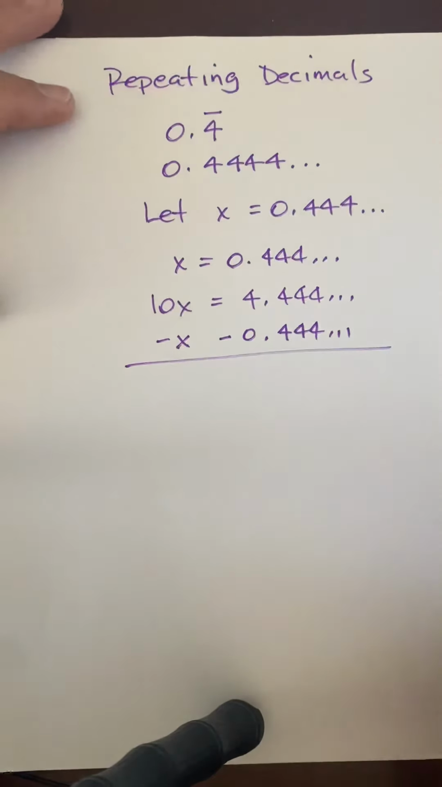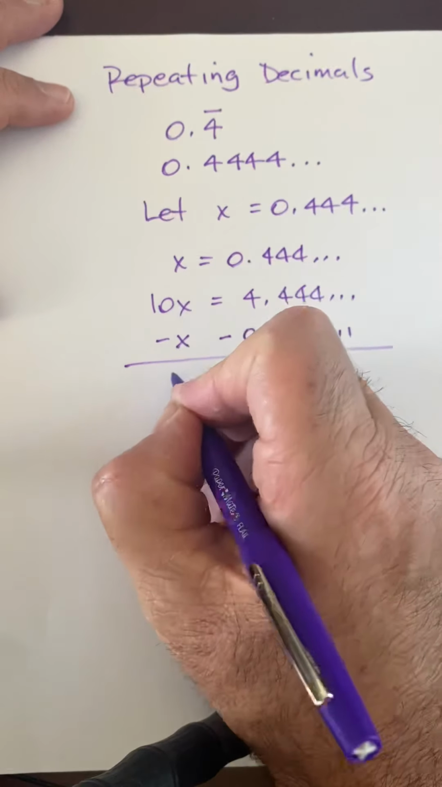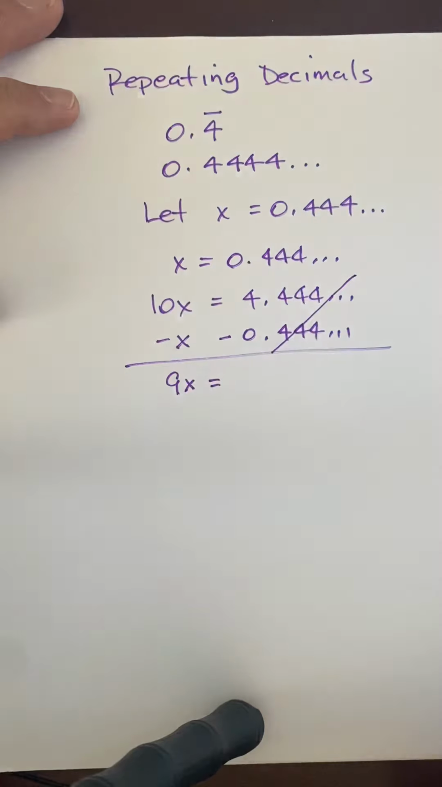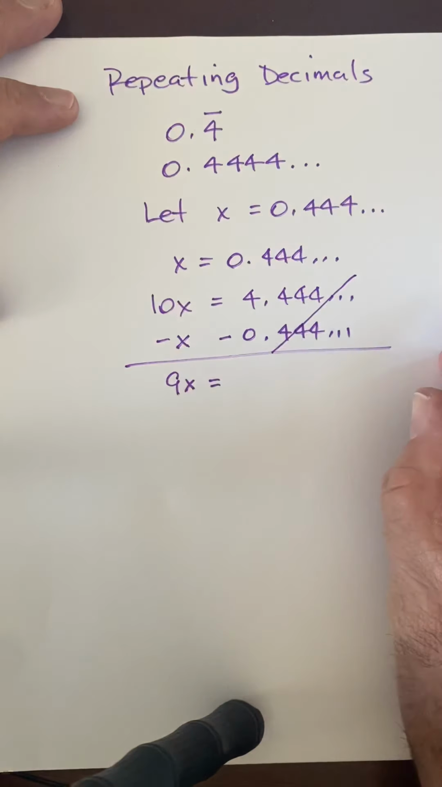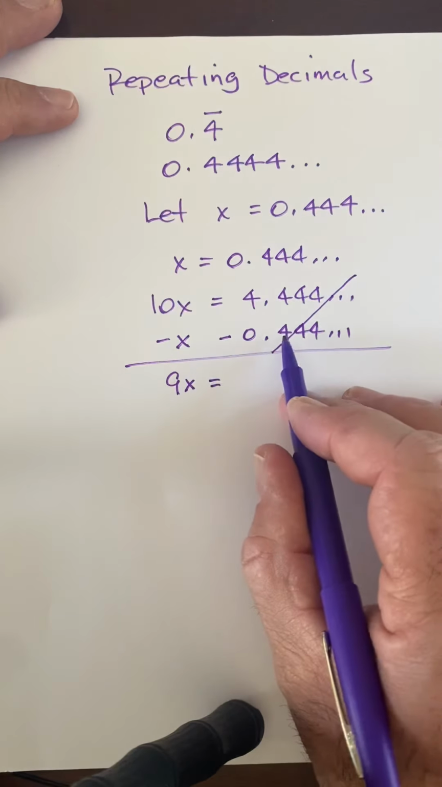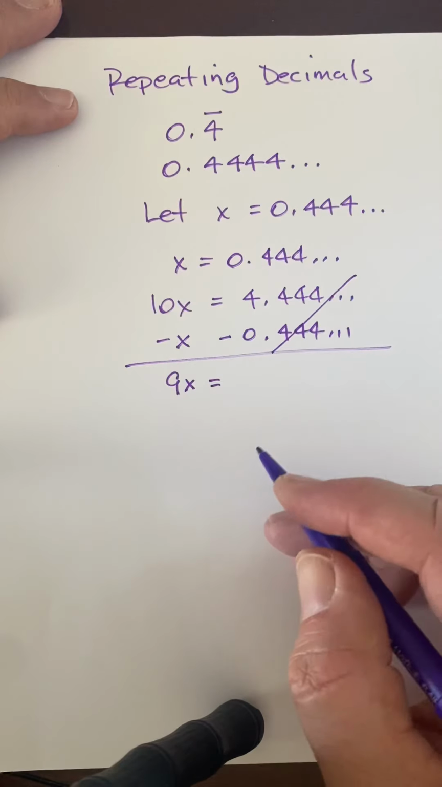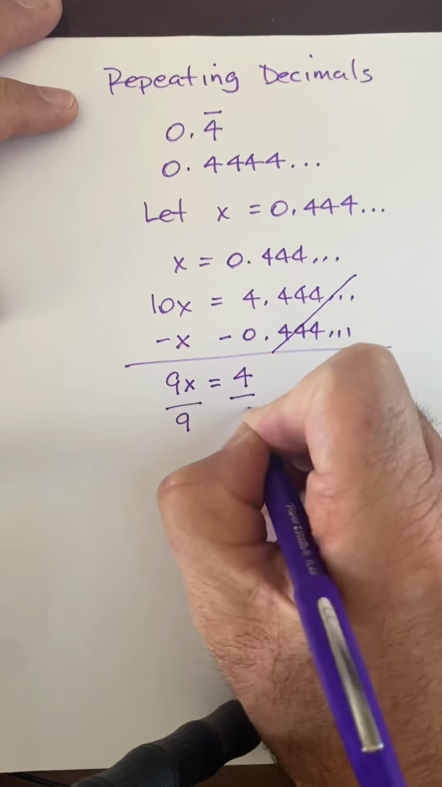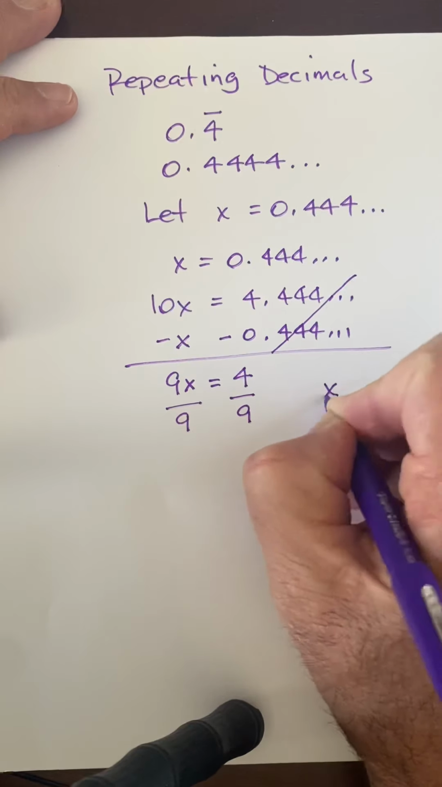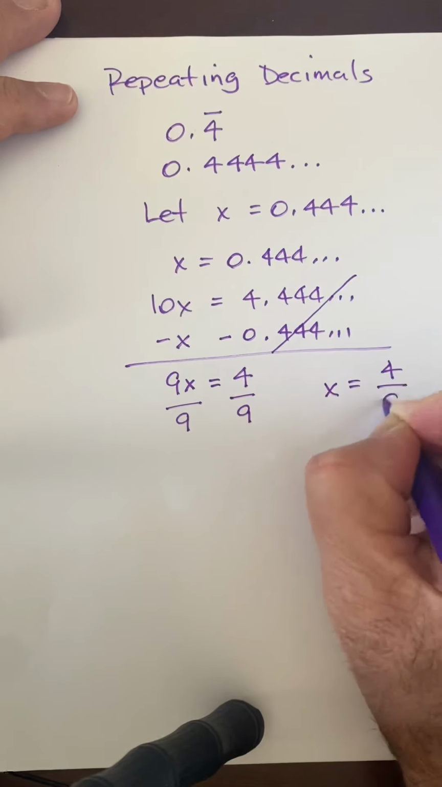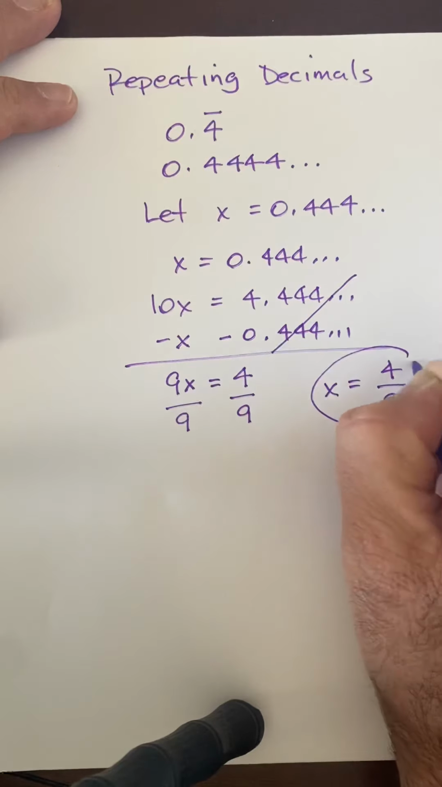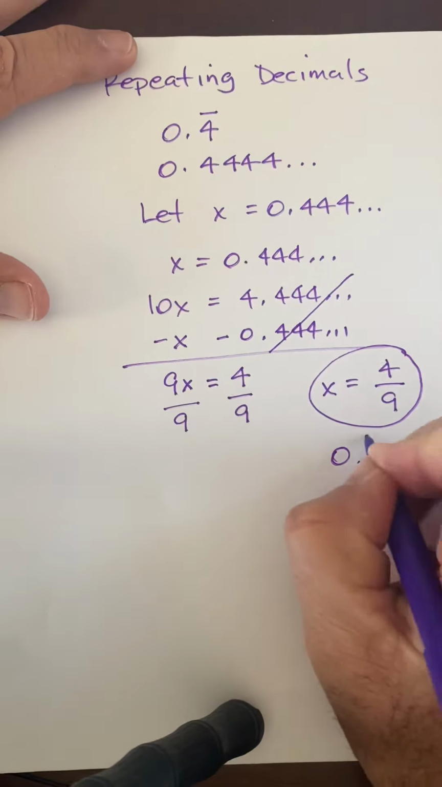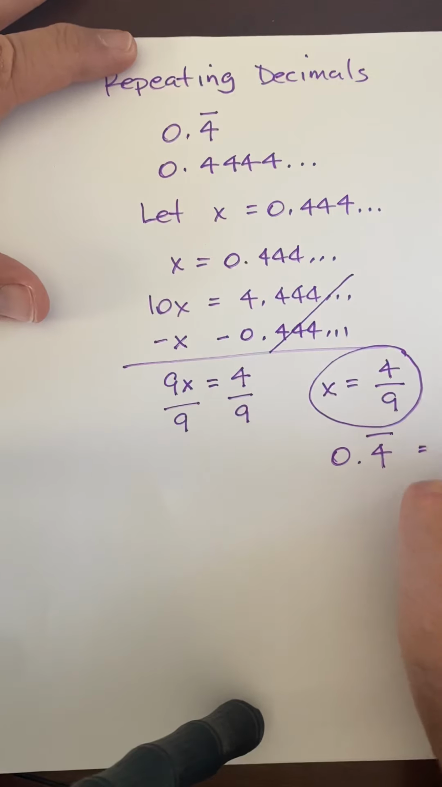Now I'm going to subtract the same value from each side, but it's going to look different. On this side I'm going to subtract x. This side I'm going to subtract the repeating part. So now look what happens. This side, 10x minus 1x is 9x. And here the repeating parts cancel. 0.4 repeating minus 0.4 repeating is 0. So I'm left with 4. And then divide both sides by 9, and x equals 4/9. So 0.4 repeating is equal to 4/9.